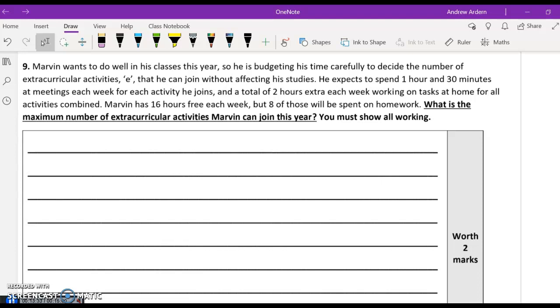You must show working. So here's how you could do it. You could say he had a total of 16 hours to spend. Some of that goes to homework, so it's down to 8. And that should equal... Now you can work this out in minutes, but it's easier to work in hours because the left-hand side is in hours. So now the right-hand side is also going to be in hours.